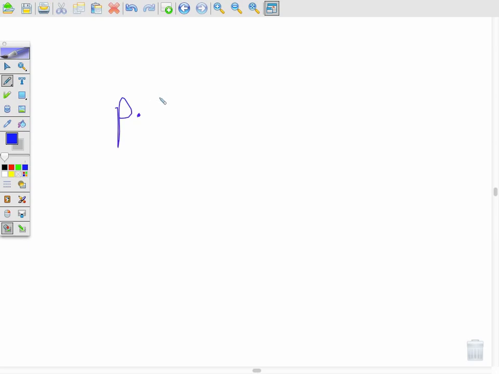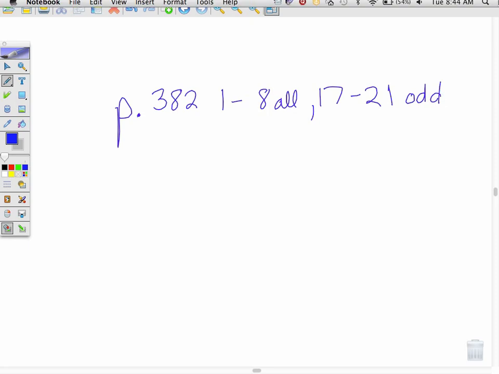All right, your assignment here then is, for this section 5.5, this first half of the section, page 382, 1 through 8 all, and 17 through 21 odd.